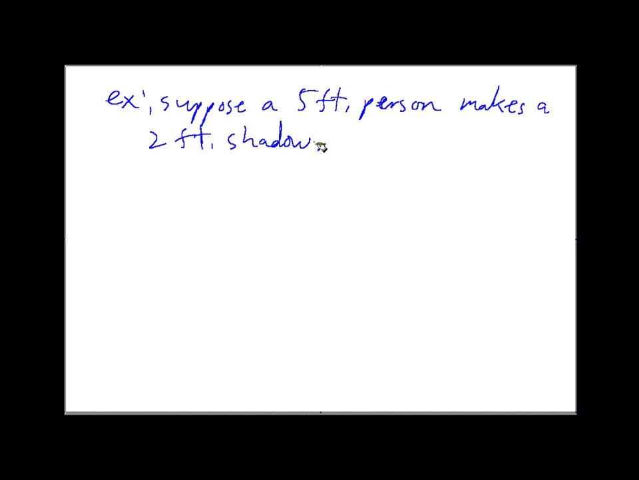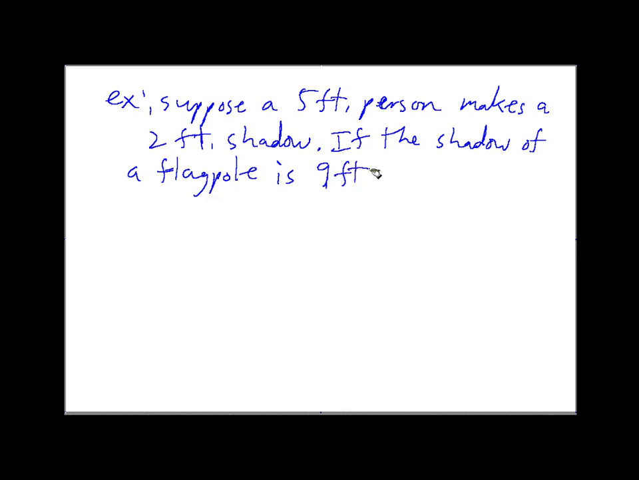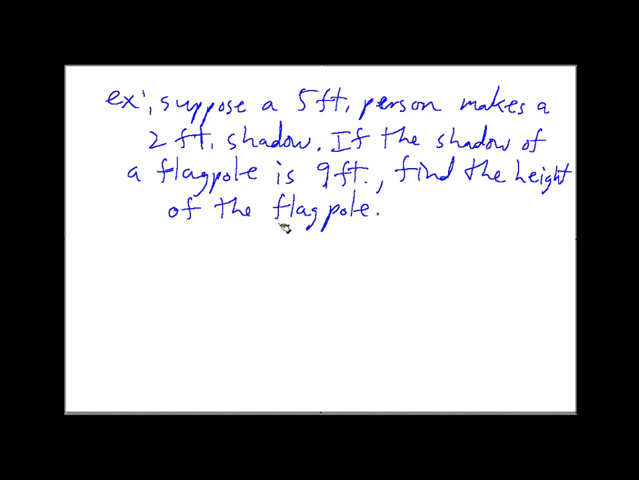All right. And let me say that the shadow of a flagpole is, let's say, 9 feet. All right? Let's say the flagpole shadow is 9 feet. Then let's find the height of the flagpole. Let's think about this now. Okay, this is a proportions problem here, right?